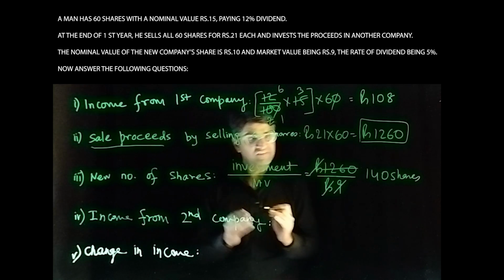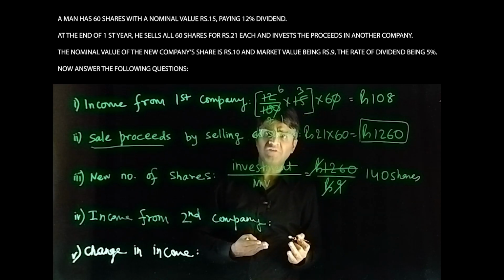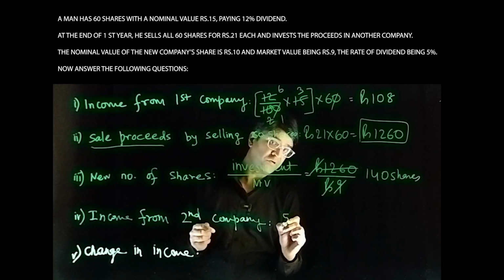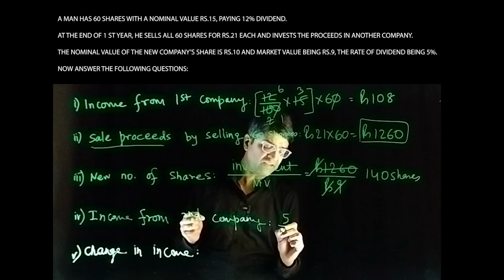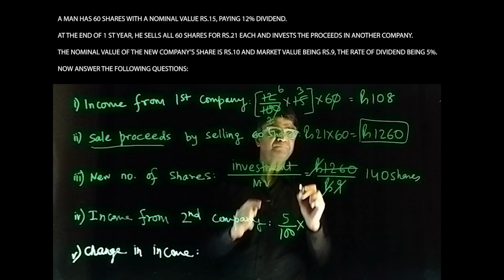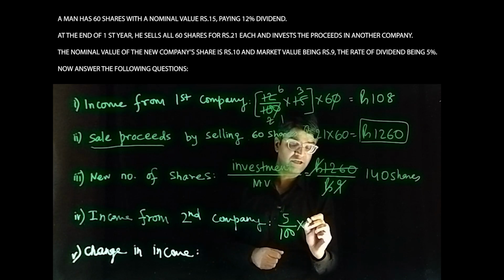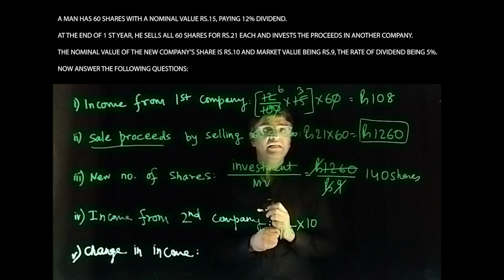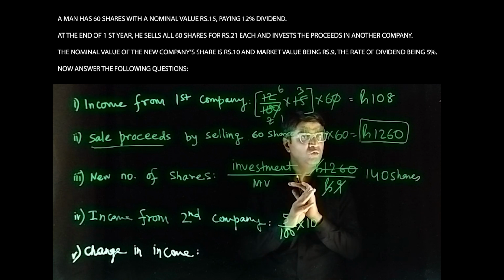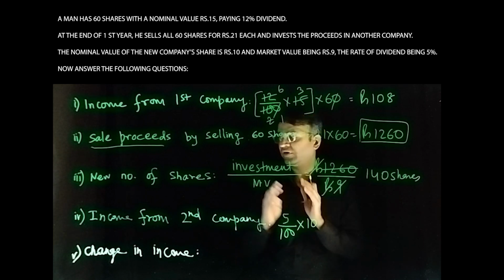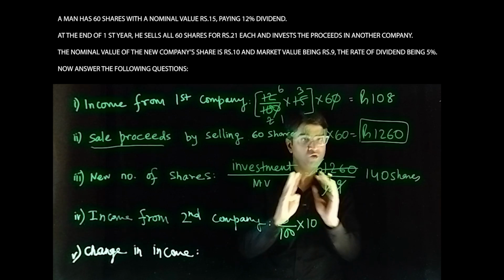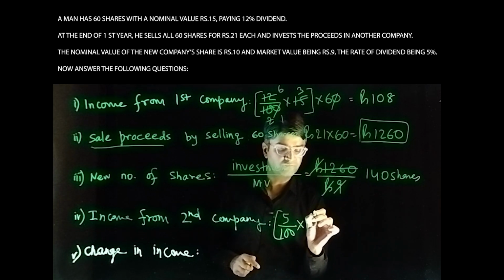Now, income from the second company. I'm going to repeat the same process with a different number, of course. So, the dividend paid is 5%. Wherever there is a percentage sign, I will have to take 100 in the denominator, learned in lower classes, into nominal value. Nominal value is 10. Now, remember, the company pays the dividend on the nominal value. They do not understand market value while paying you the dividend. That's why it's always nominal value, not market value. This is income from one share.